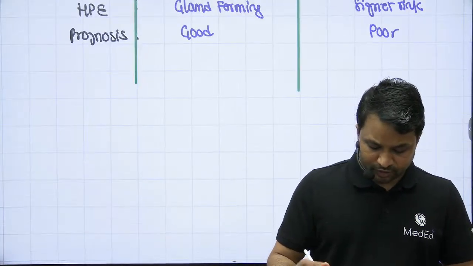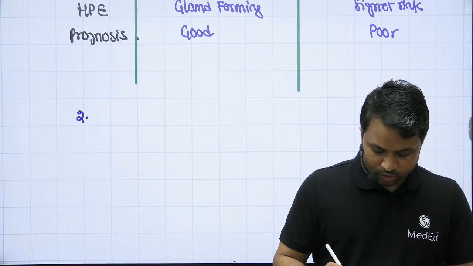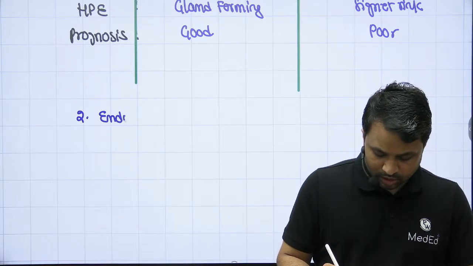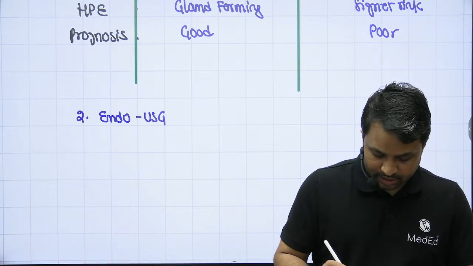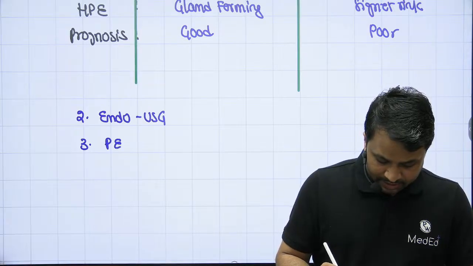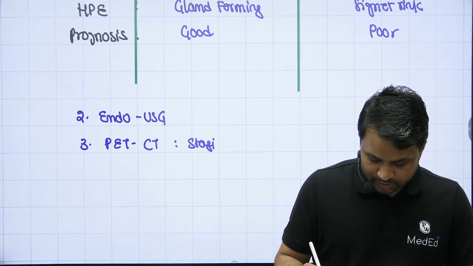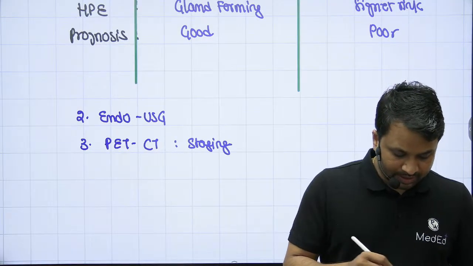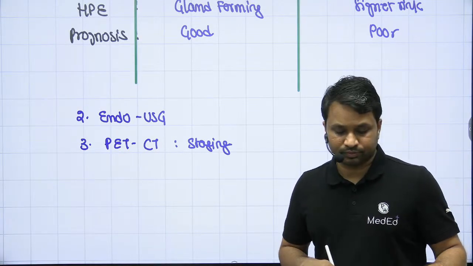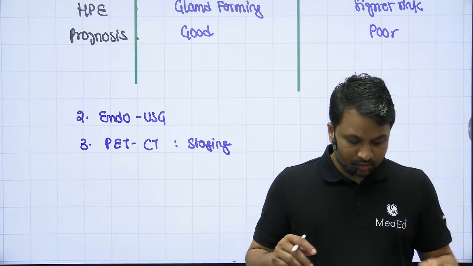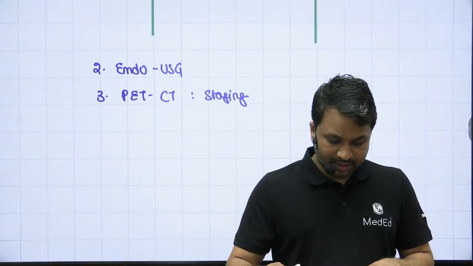Now once you have confirmed it, I can also do an endo ultrasound to know the T staging. I can do a PET-CT as well. Now PET-CT is basically to look for staging. The PET-CT is done for staging.